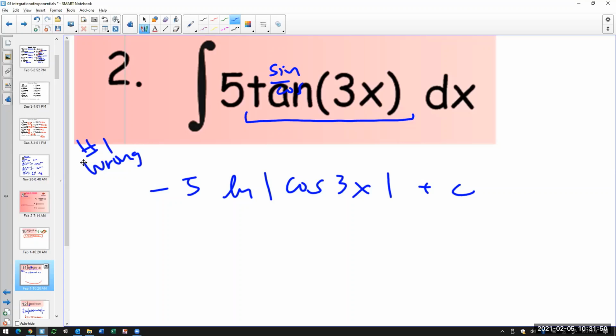-5/3 ln cosine 3x. So let me put in the thirds here. -5/3. Okay, this is the right answer. This will make your teacher happy. All right, any questions on that?